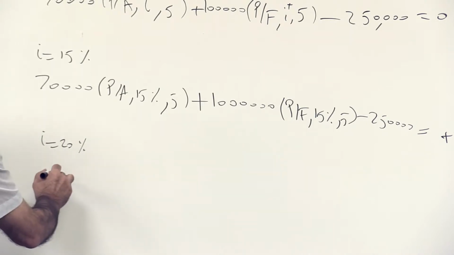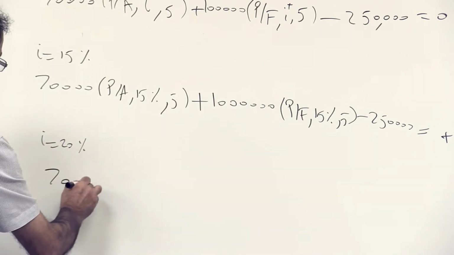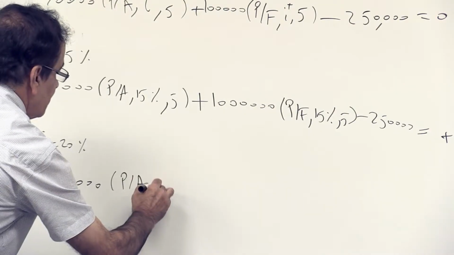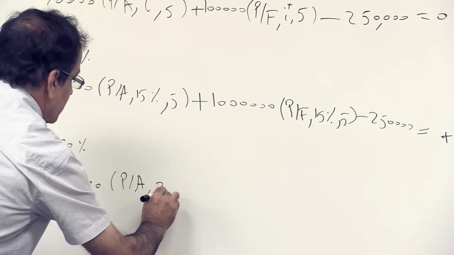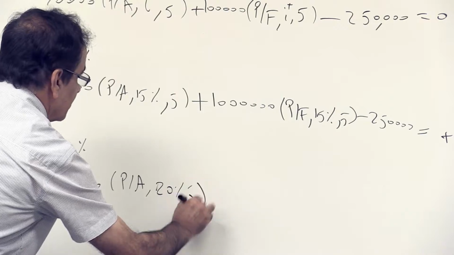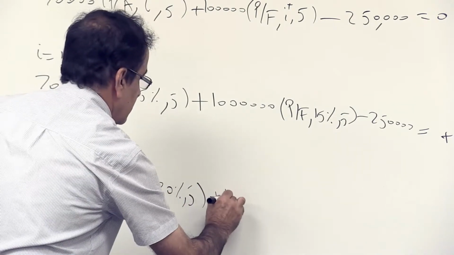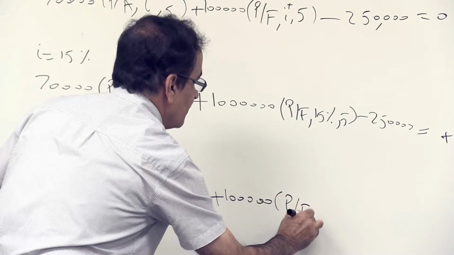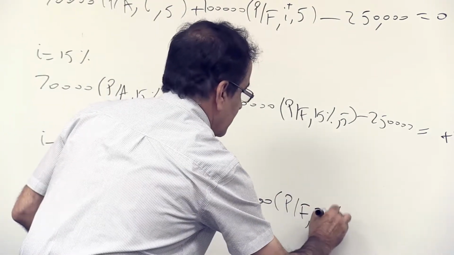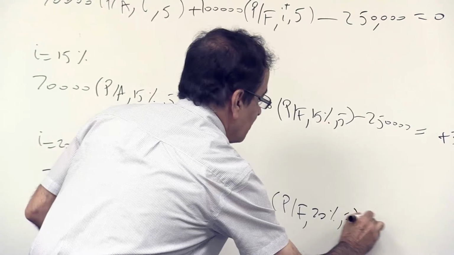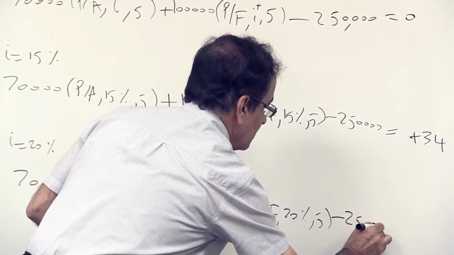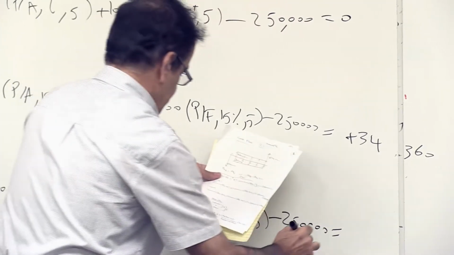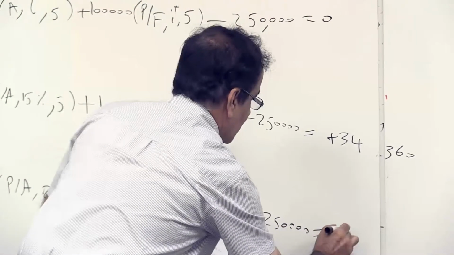So for 20%, we're going to do the same thing. P given A at 20% and 5 periods, plus 100,000 P given F at 20% and 5 periods, minus 250,000. And this time that's going to be a negative value. It's going to be negative $440.